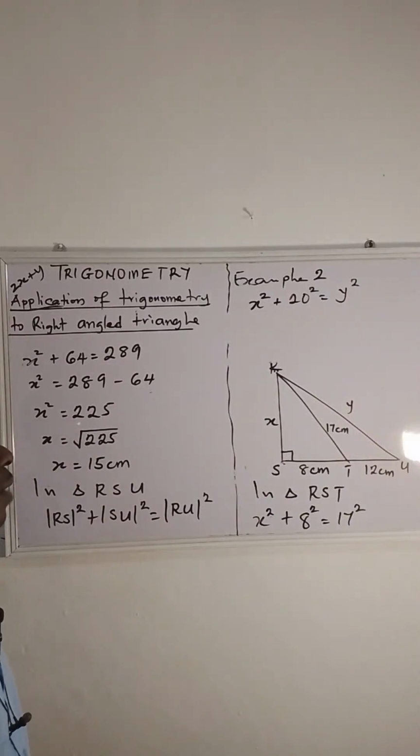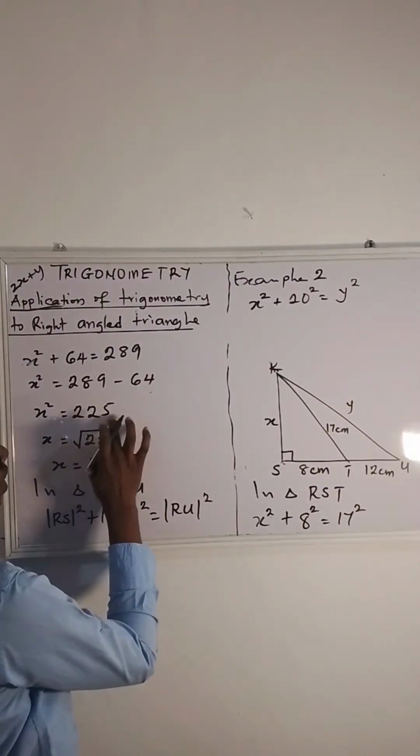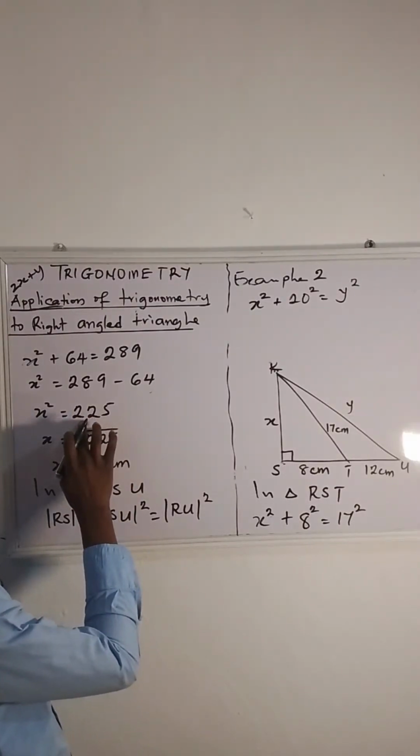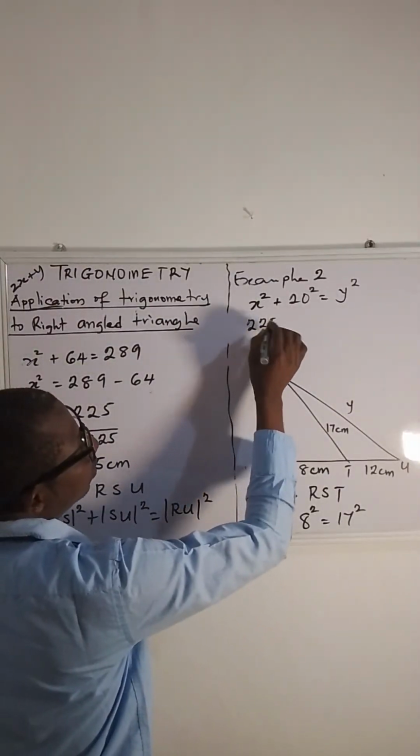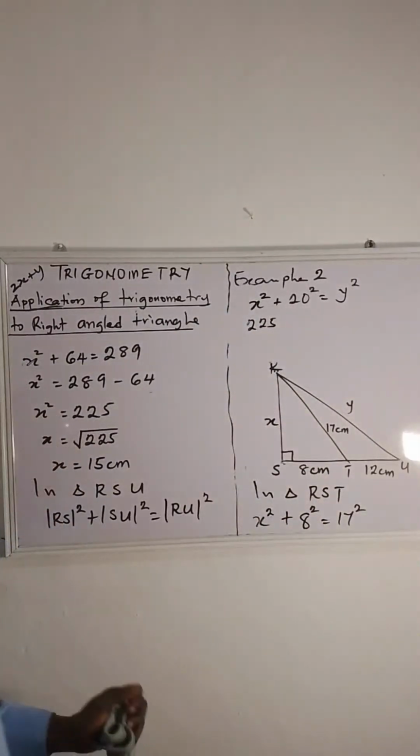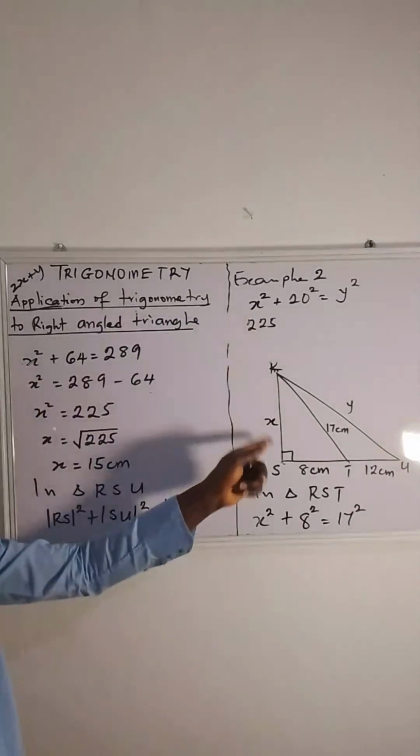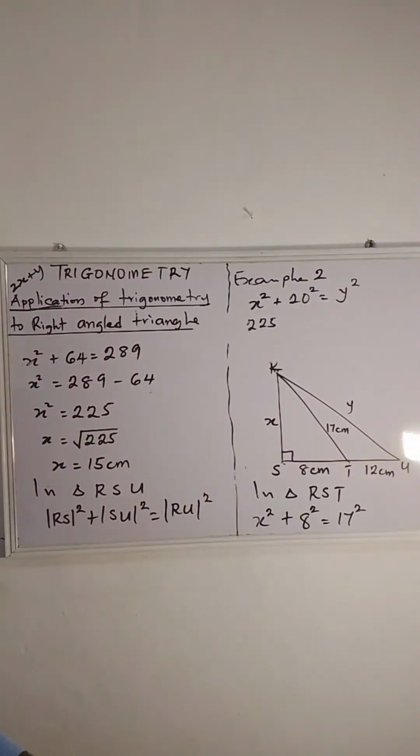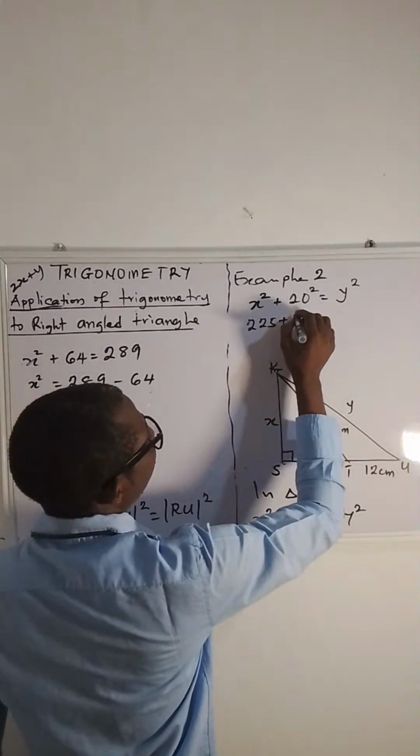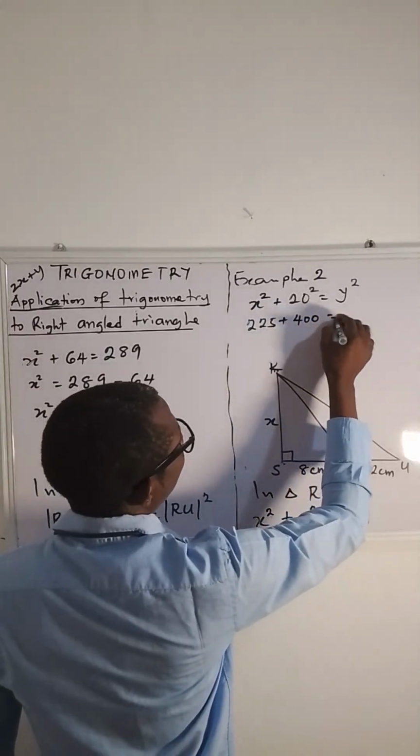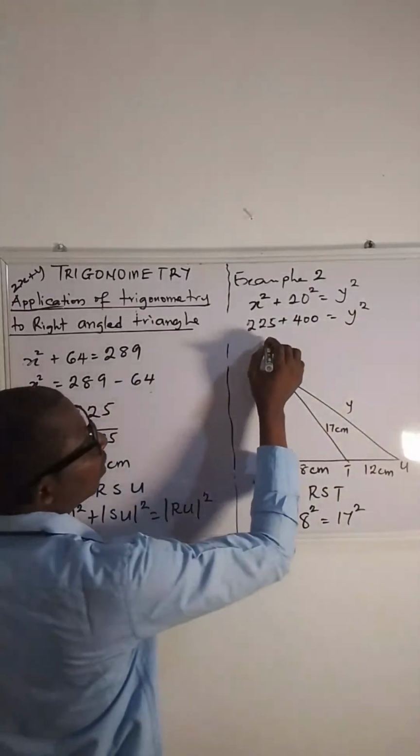Okay, all right, now look at x squared. What is x squared? x squared is 225. There may not be a need for you to write 15, because x is 15 anyway, so 15 squared is 225. So I can just go straight away and insert this. So plus 400 equals y squared. So now let's add this one together. You have what?